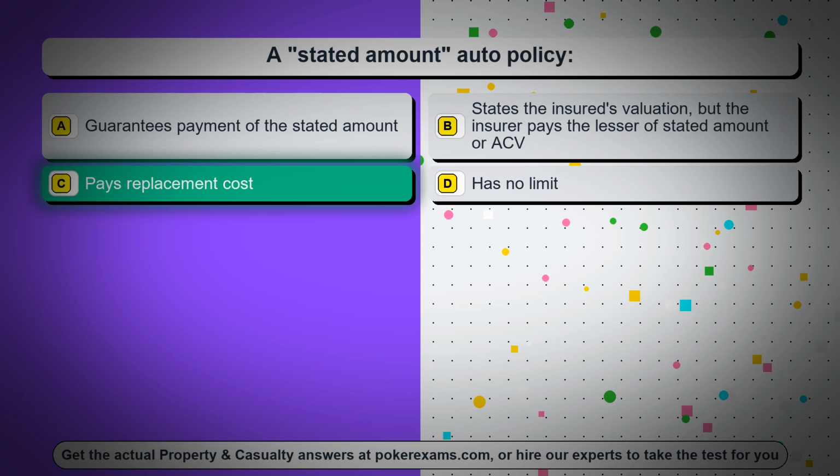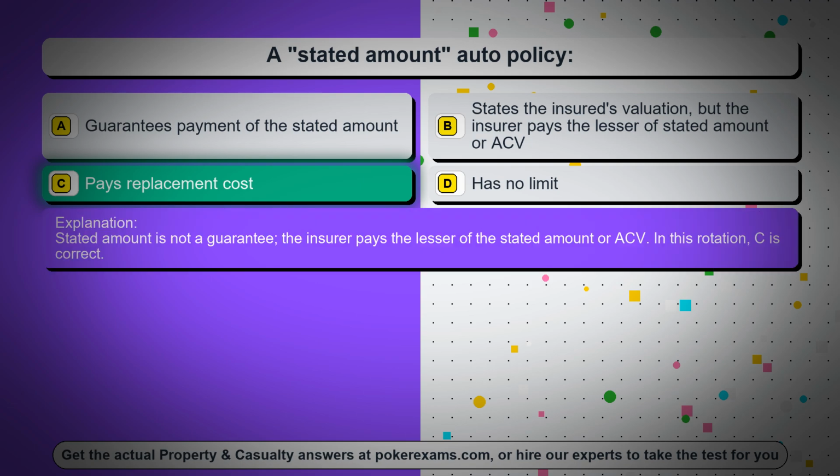The correct answer is Option C, pays replacement cost. Stated amount is not a guarantee, the insurer pays the lesser of the stated amount or ACV. In this rotation, C is correct.